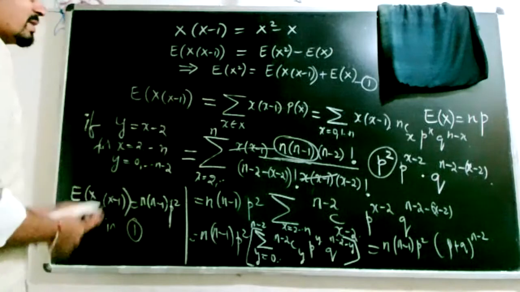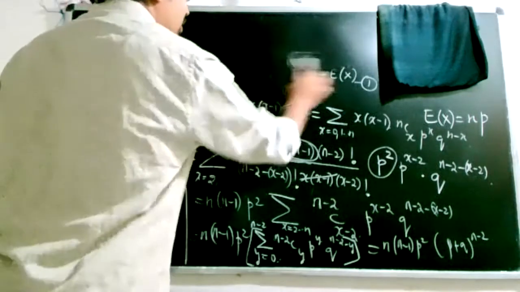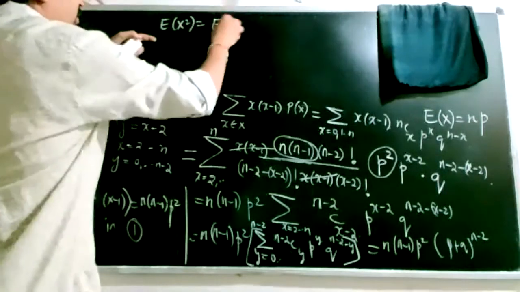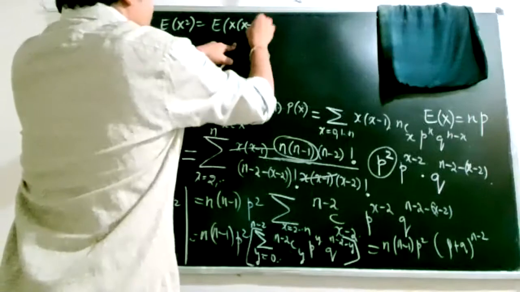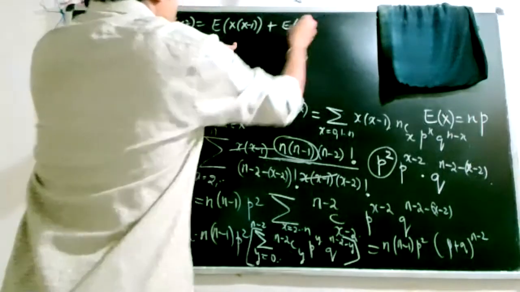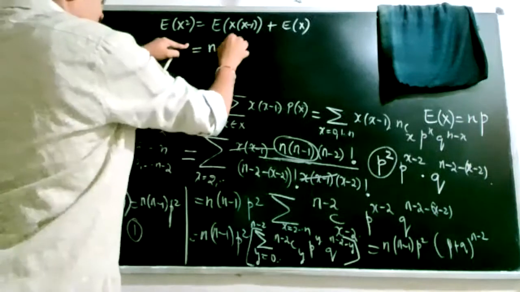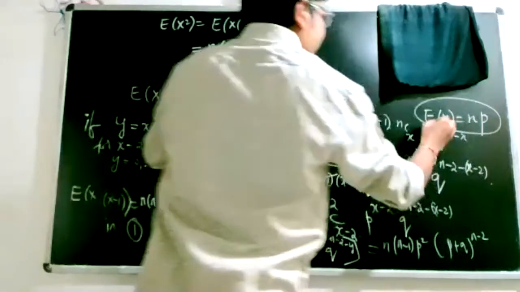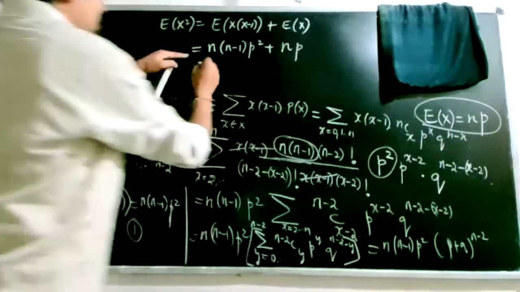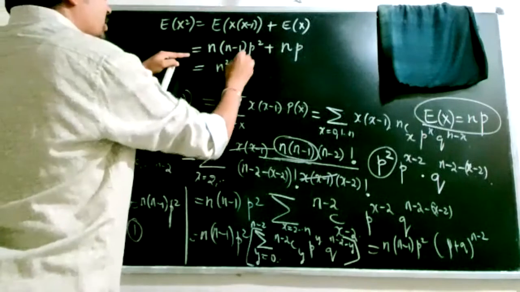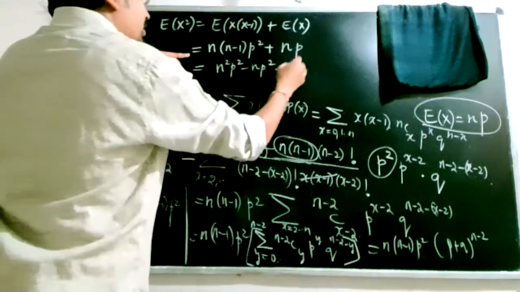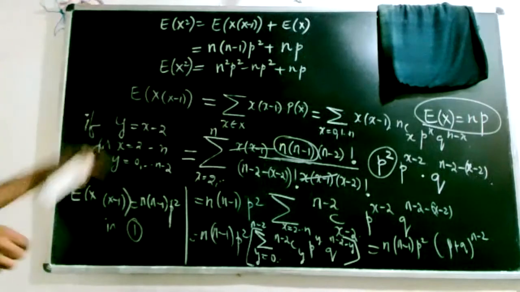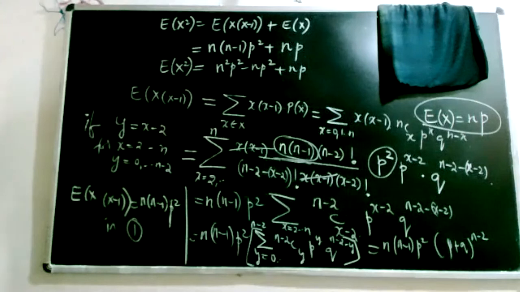Therefore, E of x square becomes E of x into x minus 1 plus E of x. So this has been derived as n into n minus 1 p square, and E of x we have already obtained, that is n into p. So when you simplify this, we'll get n square p square minus n p square plus n p. So this is the expectation of x square for a binomial variable.